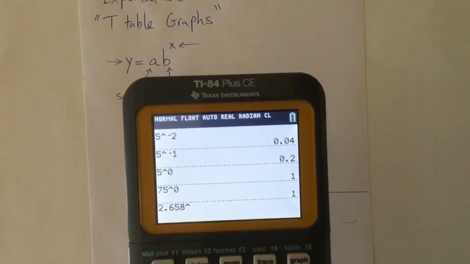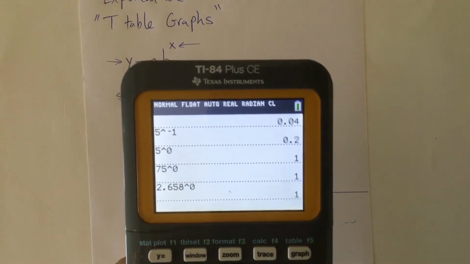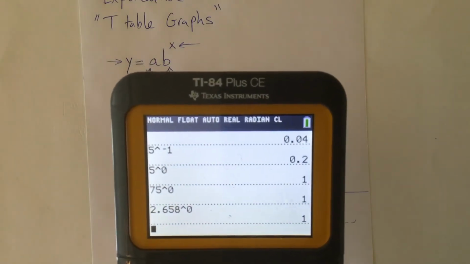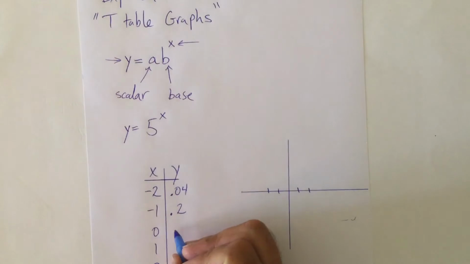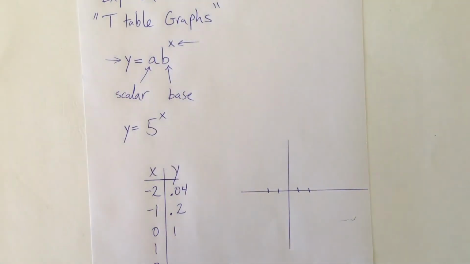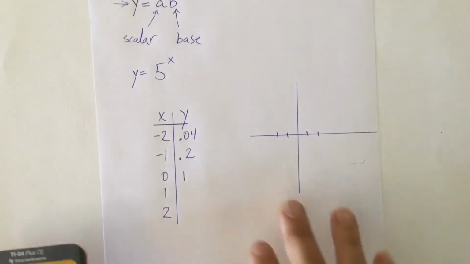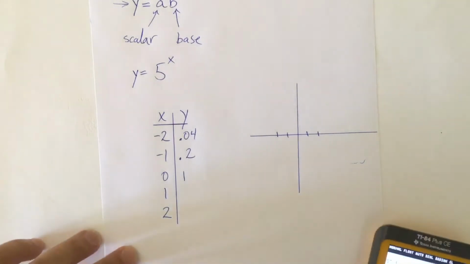2.658 to the power of 0. It's 1. Any number to the power of 0 is 1. So guess what? That's what we got for that one. Now, I don't even need a calculator for this part.